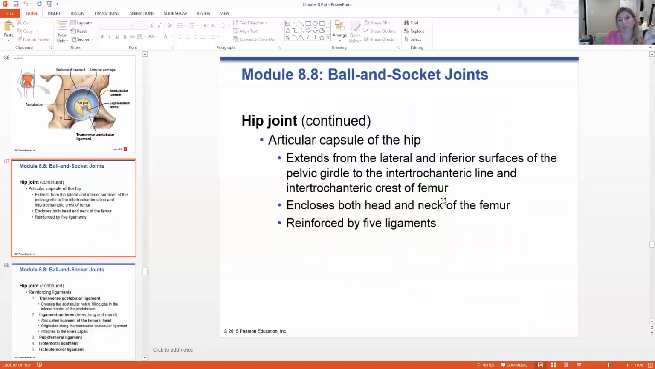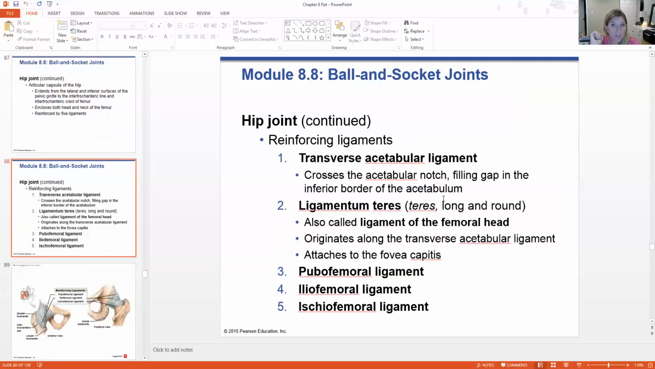Let's talk about the articular capsule. It goes from the lateral and inferior surfaces of the pelvic girdle to the intertrochanteric line of the femur. It encloses the head and the neck of the femur, and there are 5 ligaments there. Here they are. Transverse acetabular ligament, and again, once you know the bones, you'll understand where these things are and what they do. It crosses that acetabular notch, filling the gap of the acetabulum.